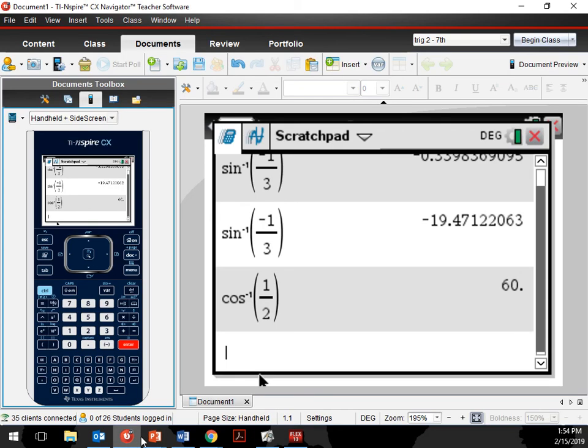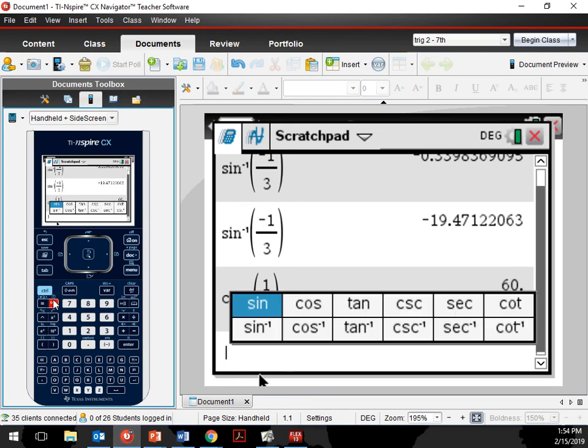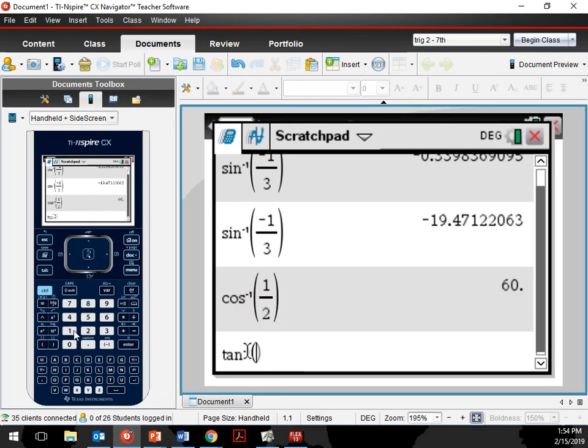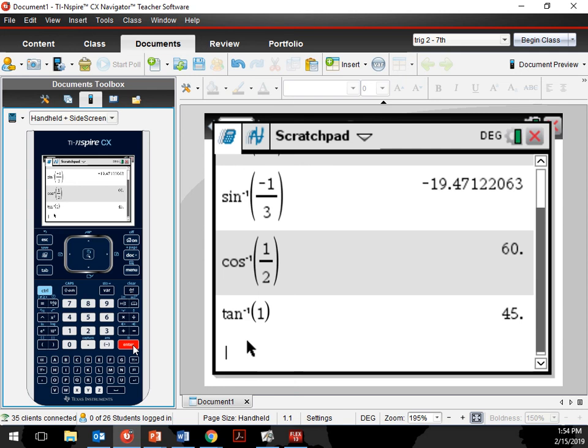How about this one? Arctan 1. This only works in degrees, because radians is going to give you only decimals because you have a pi multiplied in there. Yeah. It only works in degrees.